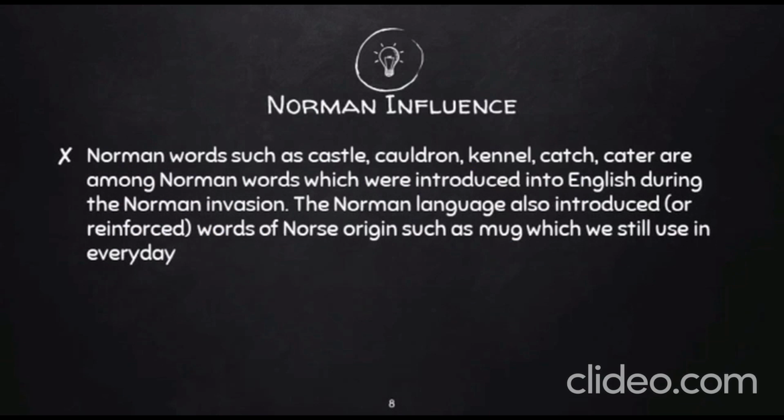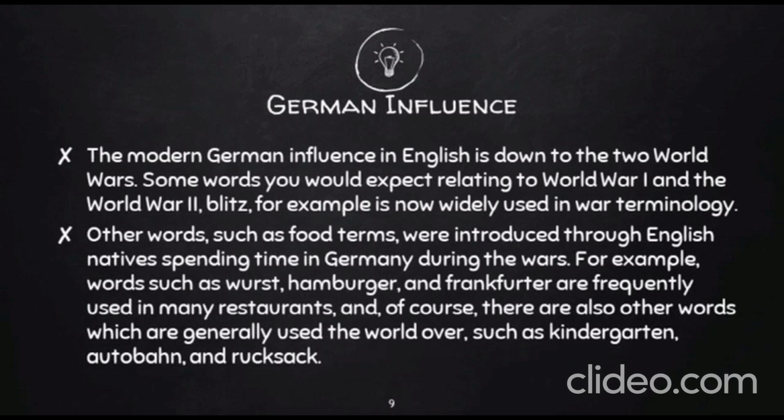The Norman influence on the English language. The Norman influence on English is attributed to the Anglo-Norman conquest of England. Words such as castle, cauldron, kennel, catch, etc. are among the Norman words which were introduced into the English vocabulary during the Norman invasion. The Norman language also introduced or reinforced words of Norse origin such as mug, which is still in use in England today. The second influence is led by German.